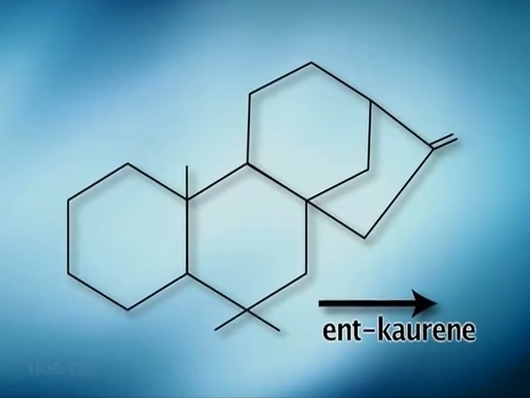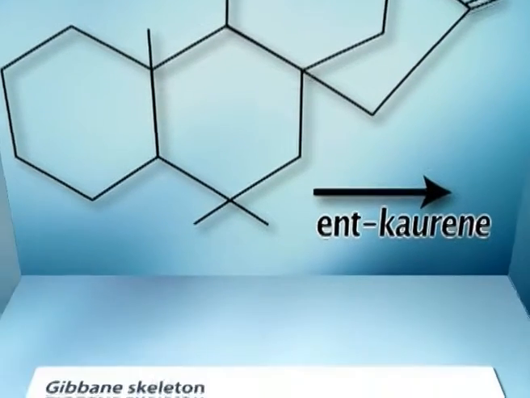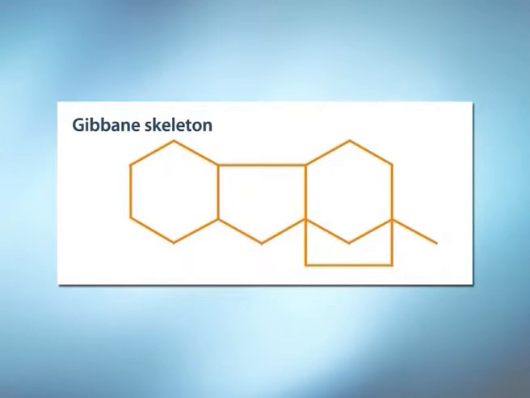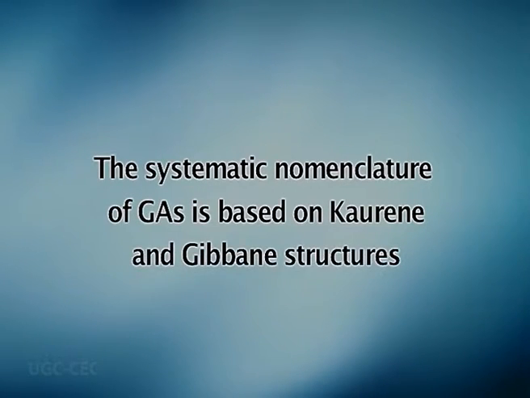Gibberellins are diterpenoid acids derived from tetracyclic diterpenoids known as kaurene. The basic carbon skeleton of GA is known as gibbane. However, the systematic nomenclature of GA is based on kaurene and gibbane structure.